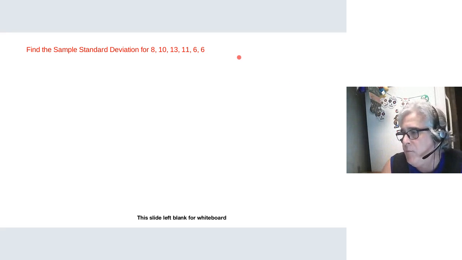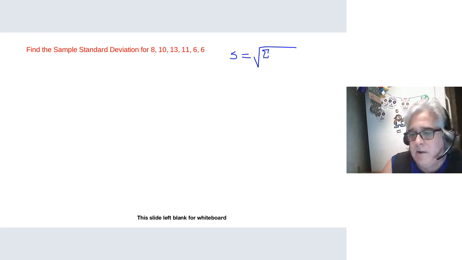I'm going to write. Now you remember from the mean, that little symbol right there that I just wrote, it's sigma is what that's called, capital sigma. And that just means, mathematically, sum.